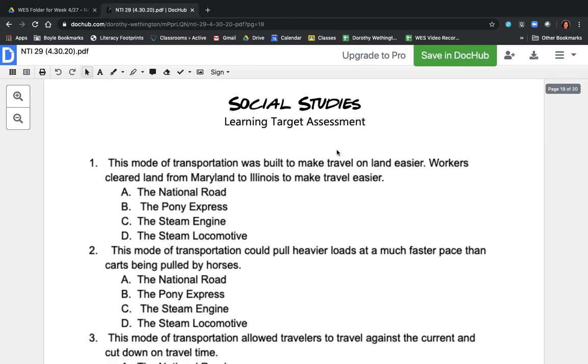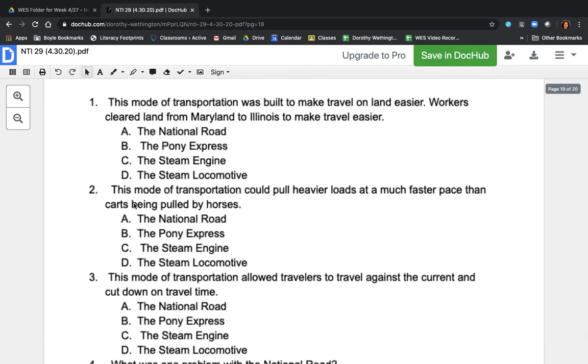Social Studies Learning Target Assessment. Question 1. This mode of transportation was built to make travel on land easier. Workers cleared land from Maryland to Illinois to make travel easier. A. The National Road? B. The Pony Express? C. The steam engine? Or D. The steam locomotive?